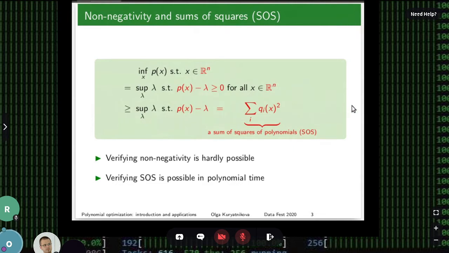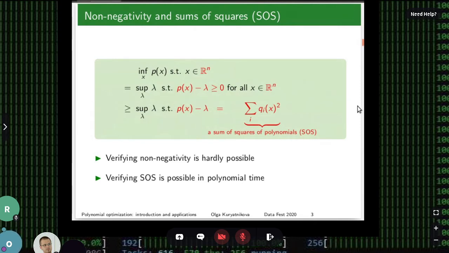The new problem is actually way easier. While I said that the first problem was impossible to solve in general, the second problem, the problem with sums of squares, is solvable in polynomial time up to any precision we wish. So we actually obtain something which we can deal with just by replacing non-negativity by sums of squares.